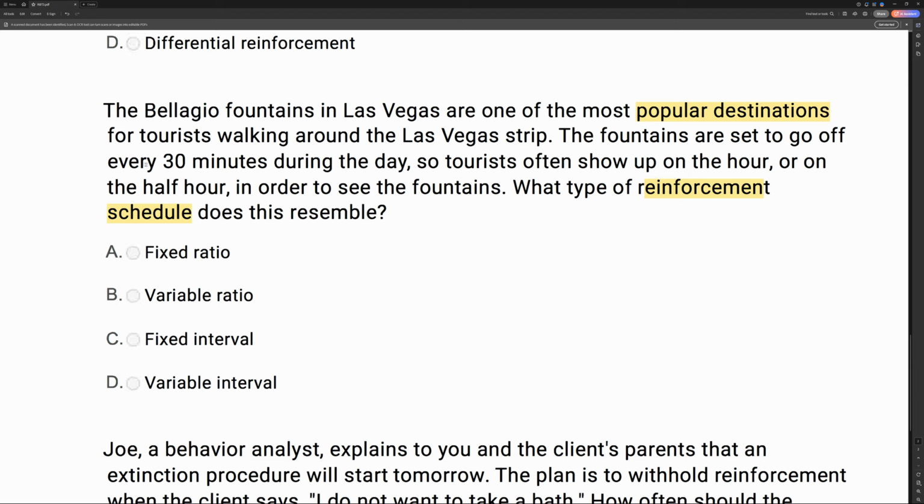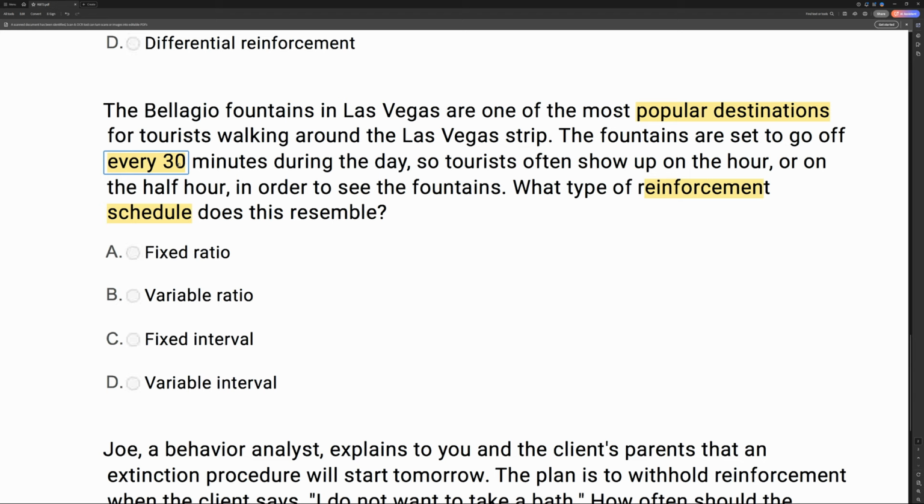The fountains are set to go off every 30 minutes. So if the fountains go off consistently every 30 minutes, is that fixed or is it variable? Well, that's going to be fixed because we can predict it. It's not going to change. We know when it's going to occur. So we know it's a fixed schedule.